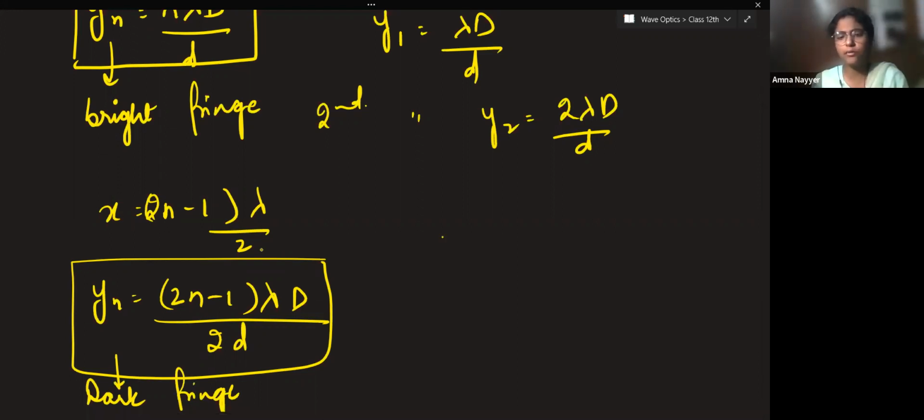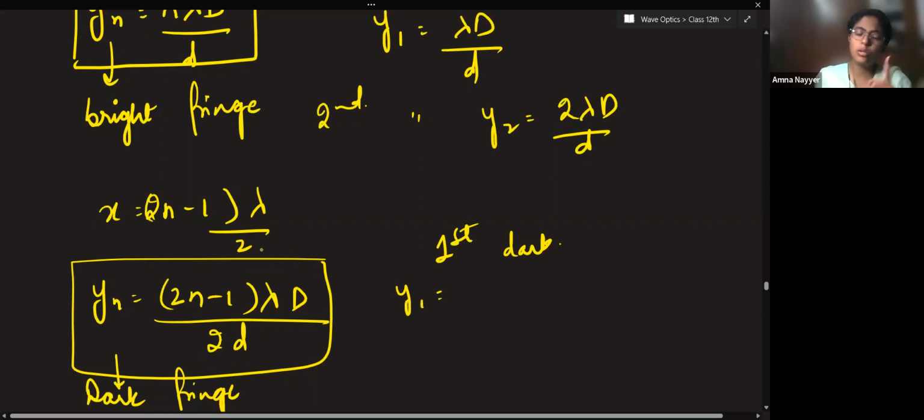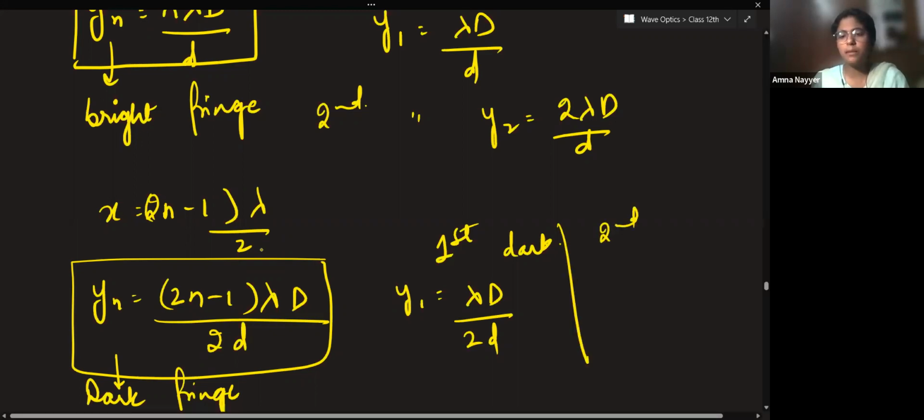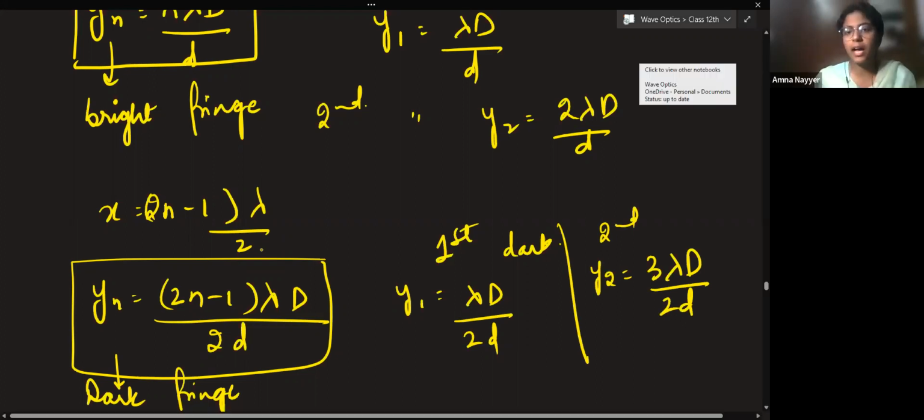So from here also, if you take it for the first dark fringe, y1 will be equal to what? 2n minus 1, so 2 into 1 is 2, 2 minus 1 is 1. So that becomes lambda D by 2d. Or if you take it for the second one, y2: 2 into 2 is 4, 4 minus 1 is 3, so 3 lambda D by 2d. Like this. Now, do you understand what we have calculated right now? yn was what? Any separation from the central bright fringe, you will be able to calculate.